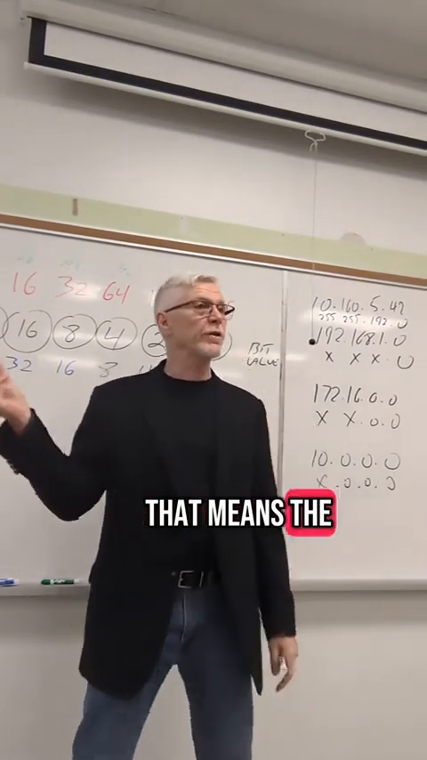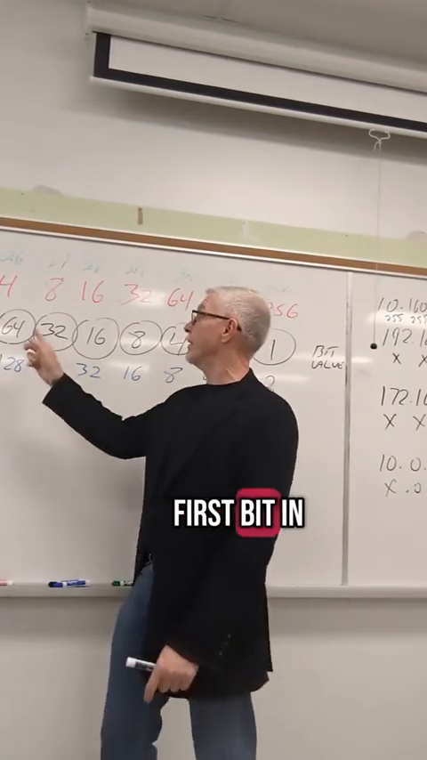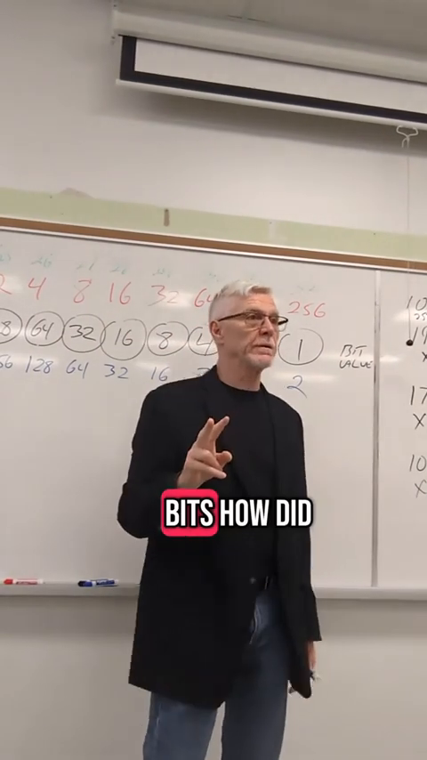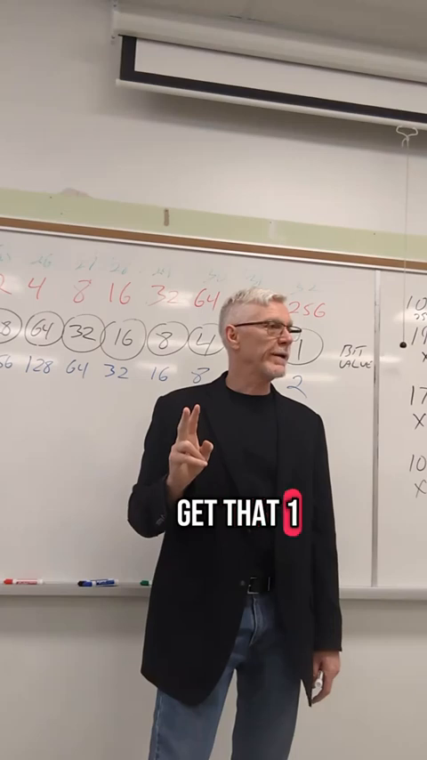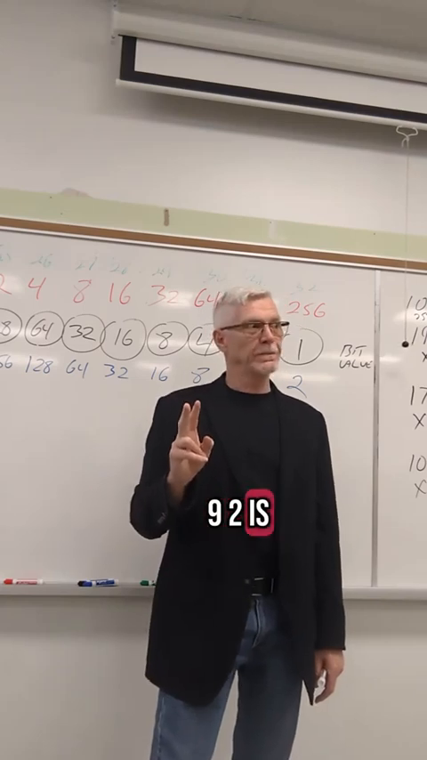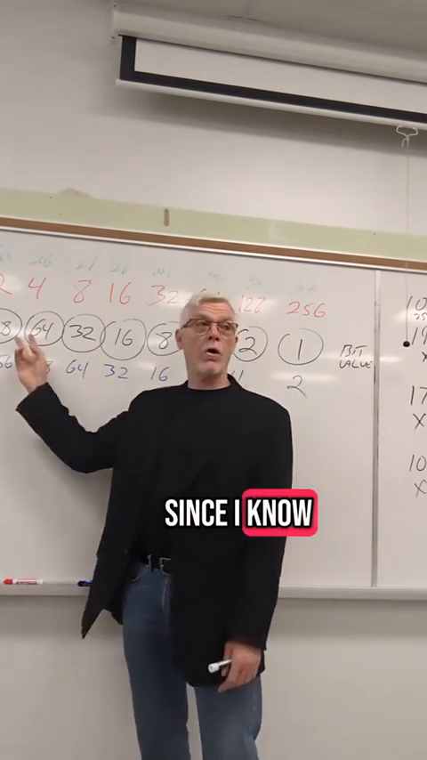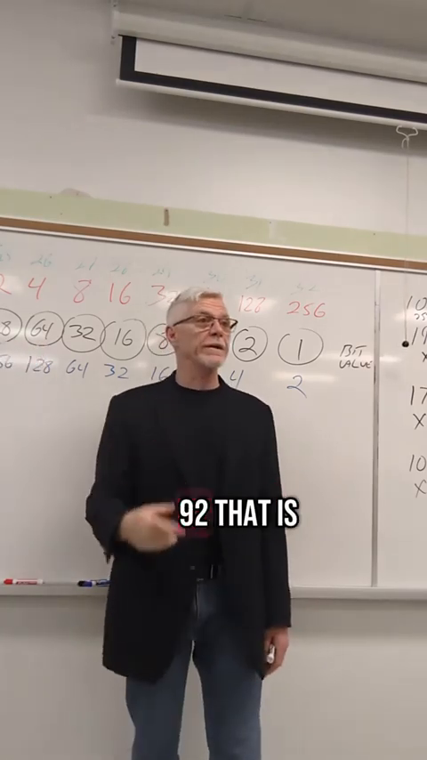It's 255.255.192.0. That means the first octet's locked in, second octet's locked in, and the first bit in the third octet is locked in. No, first 2 bits. How did I figure that out, Elizabeth? How did I get that 192? Is it 128 plus 64? Yeah. So since I know it's dot 2, it's using the first 2 bits, right? 128 plus 64 is 192.